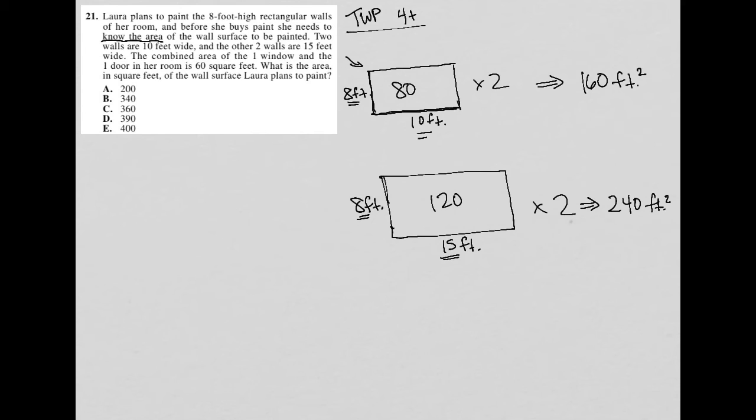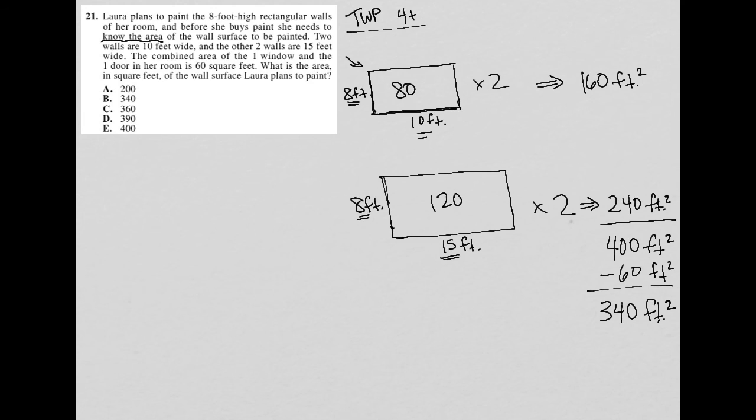So now the next sentence says the combined area of the 1 window and the 1 door in her room is 60 square feet. Okay, well now they're talking about the entire room. So her room is the sum of the 4 walls. So that is 400 square feet. However, right, we need to subtract out the window and the door, which we're told is 60. So I'm going to say it's minus 60 square feet, of course. And therefore, her room, in terms of paintable surface area, is 340 square feet.